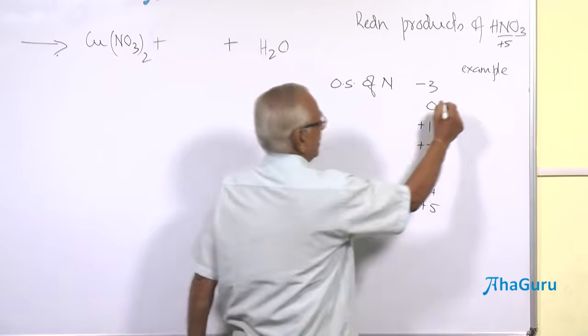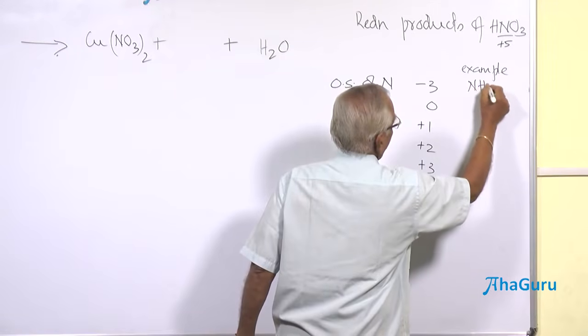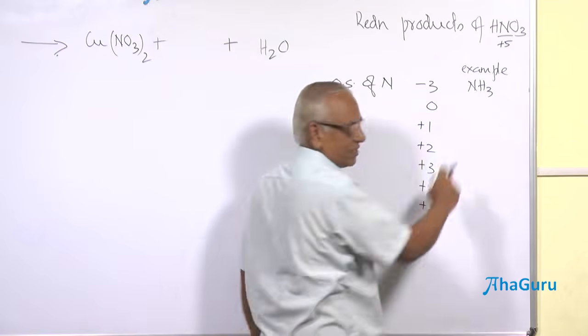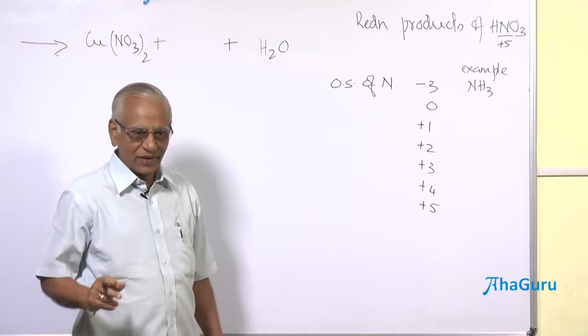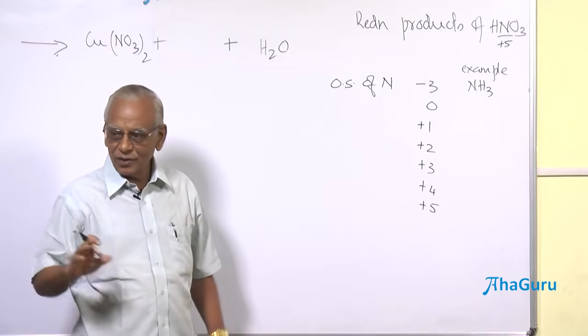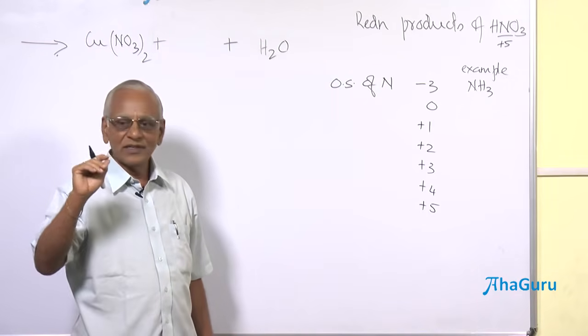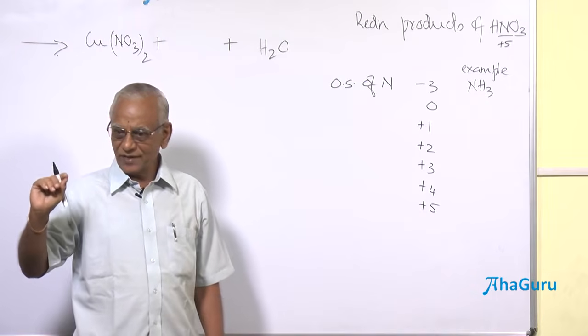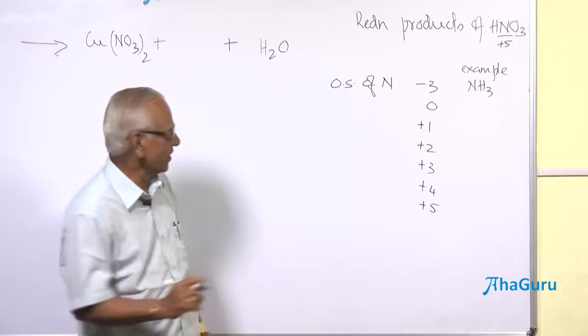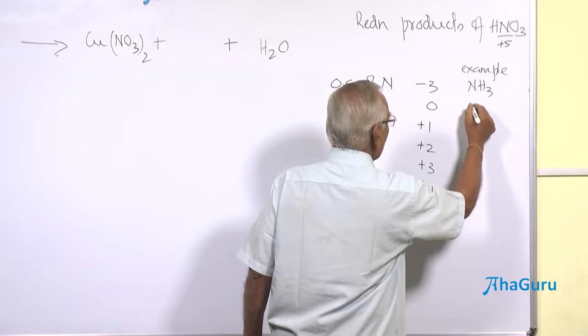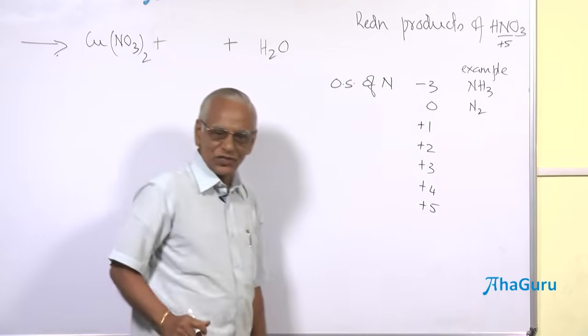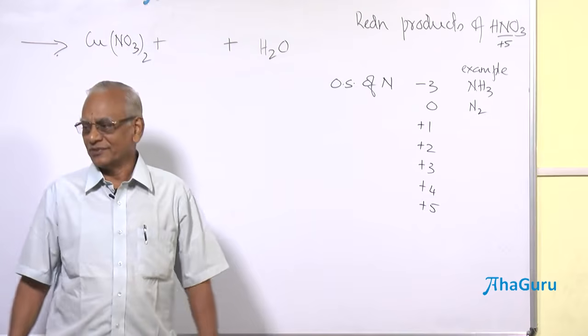Ammonia, good. Ammonia, NH3, minus 3 and plus 3. It is minus 3 because it has combined with a more electropositive element. An electropositive element will have plus oxidation state, an electronegative element will have minus oxidation state. Now, what should be the oxidation state as an element? As an element it should be 0 because it is not a compound.